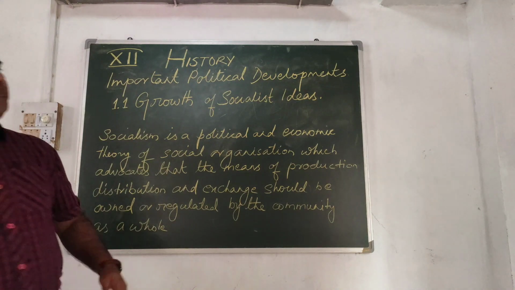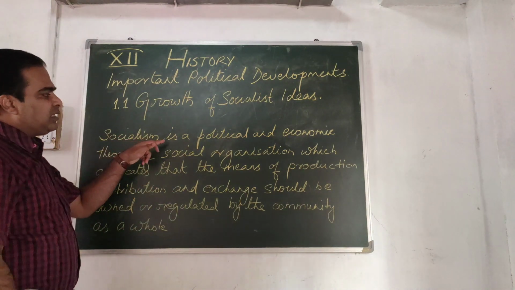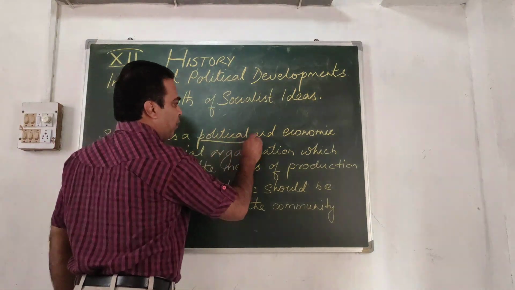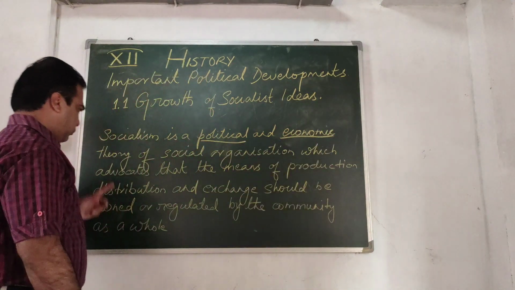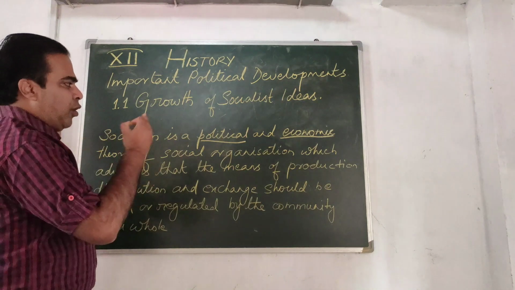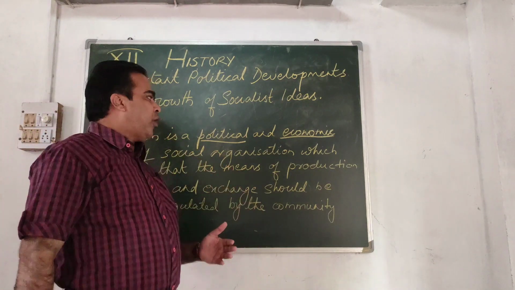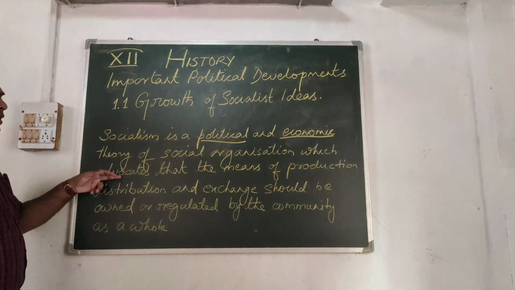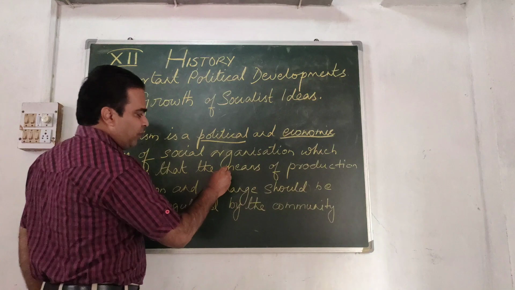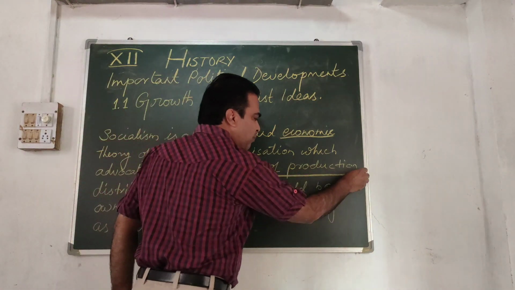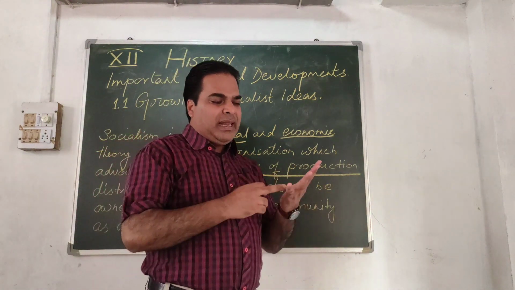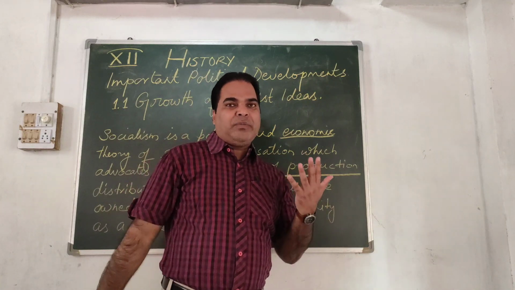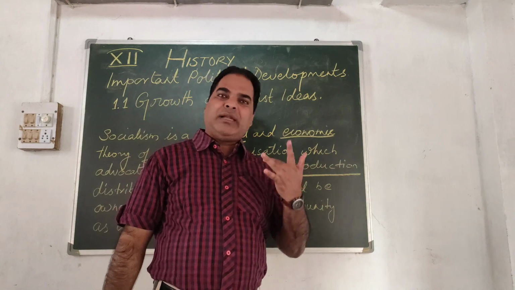A very simple definition is mentioned over here. What is socialism? Socialism is a political and economic theory of social organization. It is a theory which advocates that the means of production. What is the meaning of means of production? Land, labor, capital and organization. There are 4 means of production: land, labor, capital and organization.